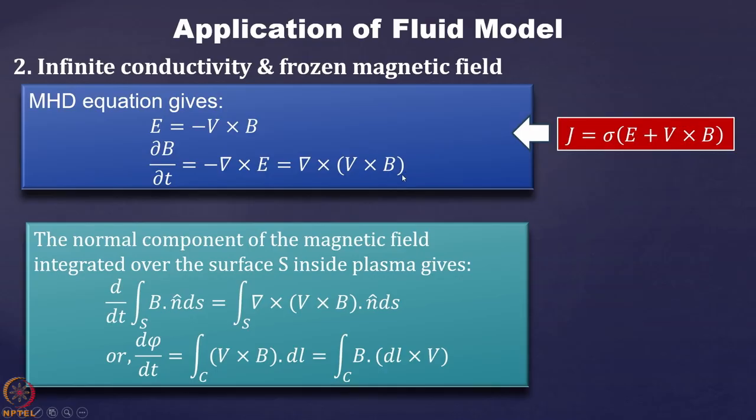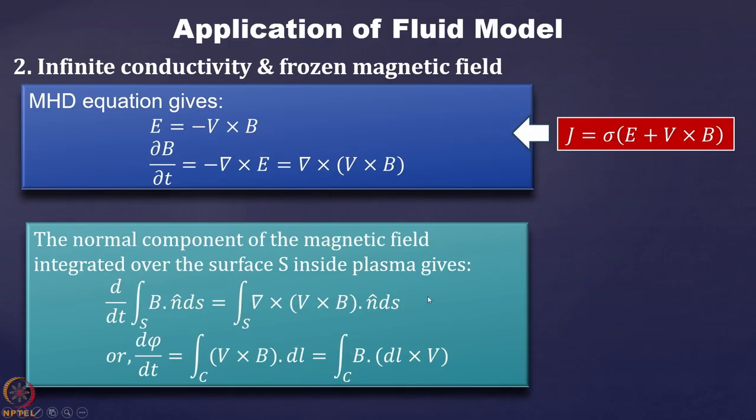Now what we will do: the flux of the normal component of the magnetic field integrated over the surface inside the plasma gives ∂B/∂t · n dS. So the normal of your surface, and then B dot this, gives you the flux, basically ∂φ/∂t. So this flux is coming to be curl of (V cross B) · n dS.